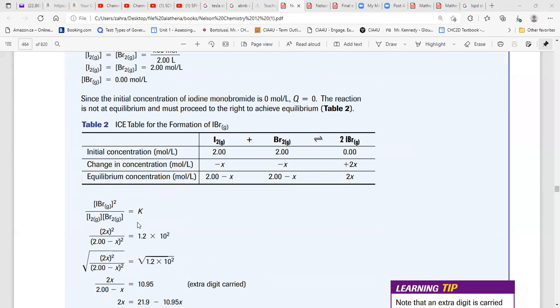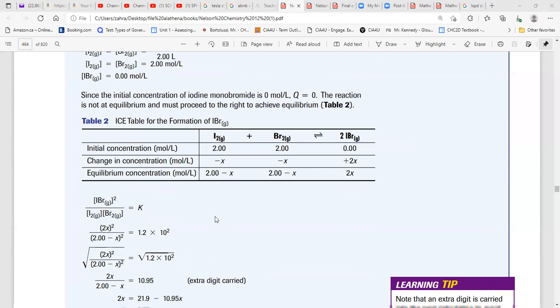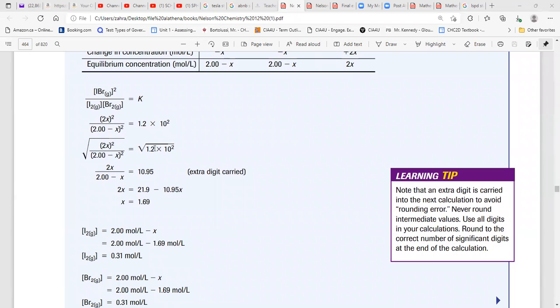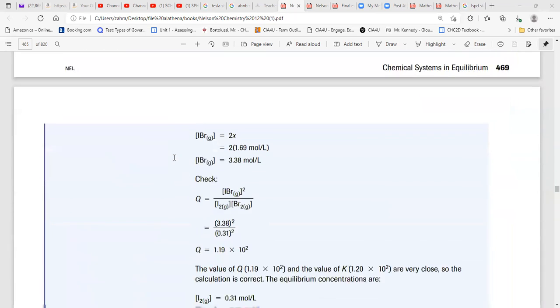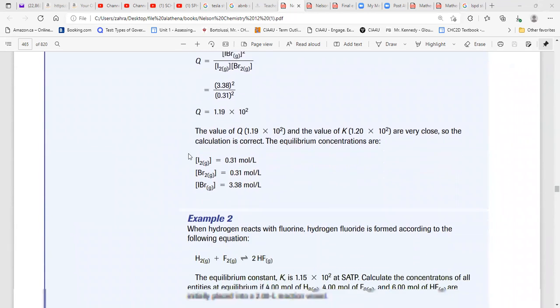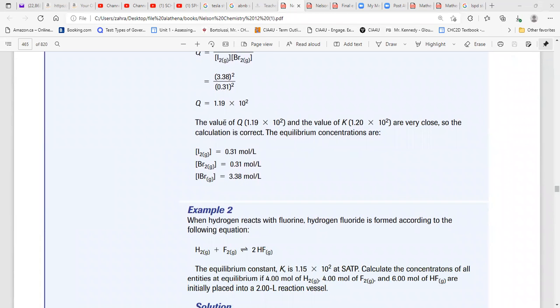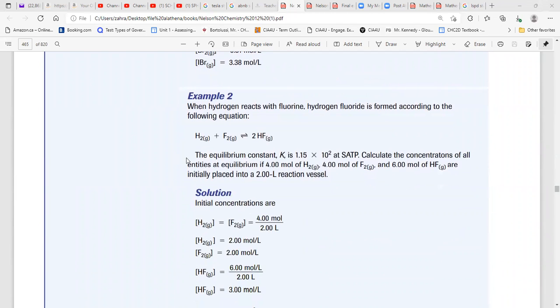So you establish your K. For IBr, we put 2x power 2. I2 is 2 minus x, Br2 is 2 minus x, multiplied by each other. You have 2 minus x power 2. Again, you can square root both sides, cross multiplication, bring x to one side, and rearrange for x. When you find the value of x, you can put it simply here to find the concentration of each entity at equilibrium state. Then you can check your answer.